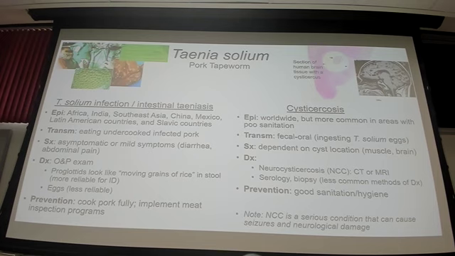For diagnosis, in the stool you find the proglottids, or you can find the eggs. The reason why the eggs are a little bit less reliable for Taenia solium is because they are identical to the beef tapeworm eggs, just like Taenia saginata.